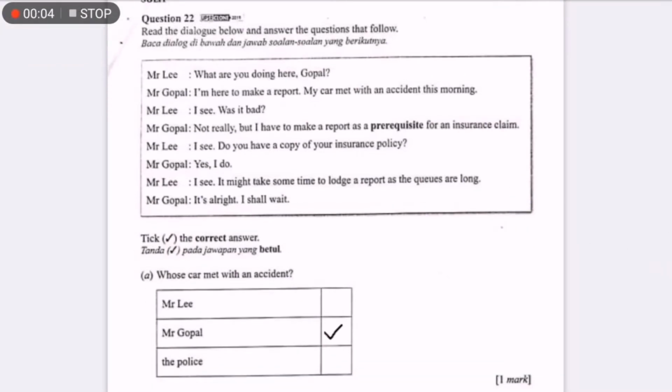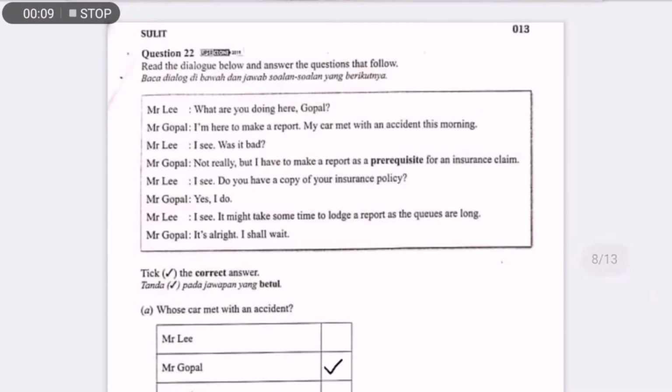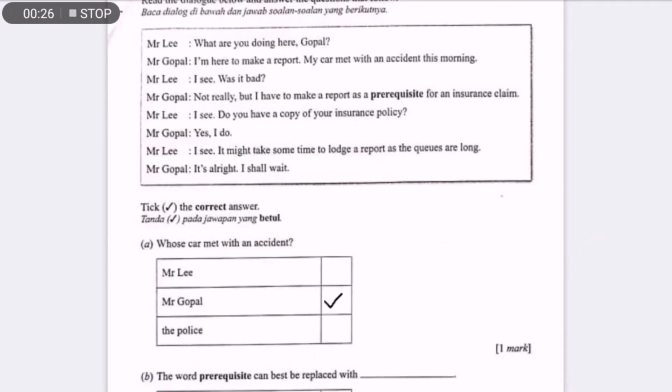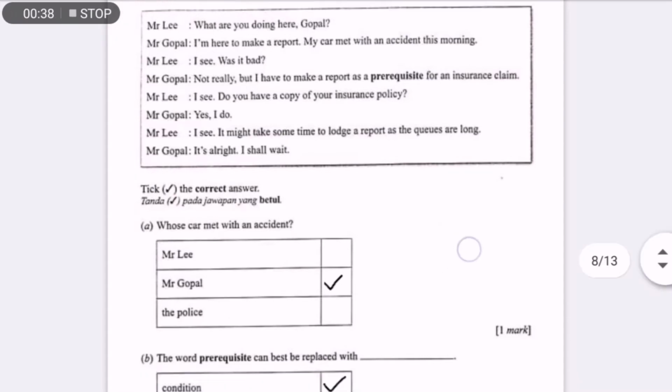Before you answer comprehension questions, you need to read the questions carefully. Over here it says, read the dialogue below and answer the questions that follow. Some of the questions are quite straightforward, alright? So you need to read the dialogue or the passage carefully because usually the answers are already inside there. Now, A. Whose car met with an accident? The answer is Mr. Gopal. How would you know? It's written over here. Mr. Gopal said, I'm here to make a report. My car met with an accident this morning.